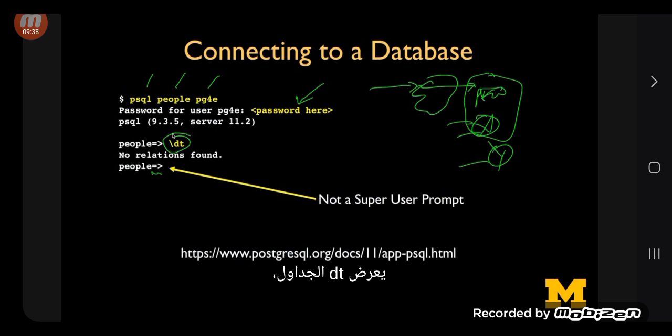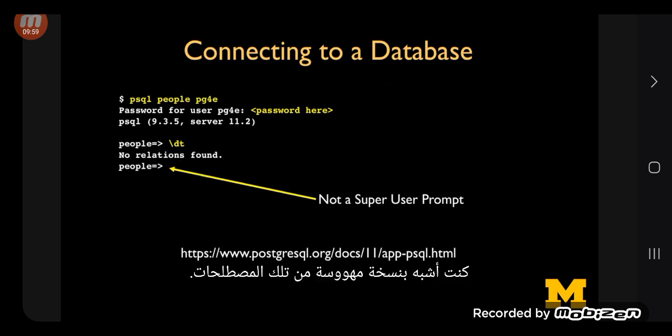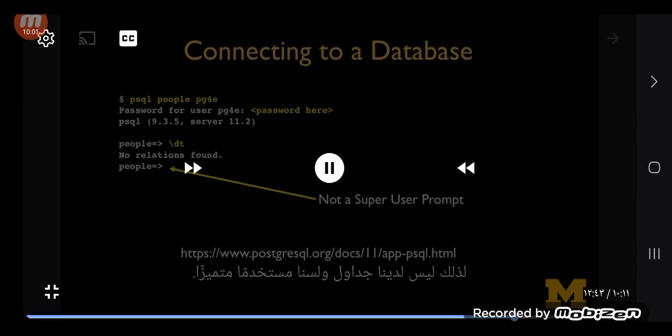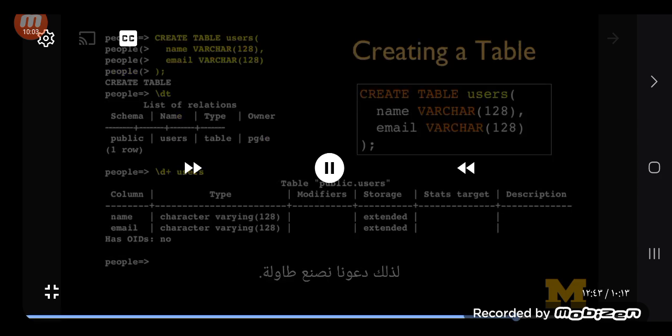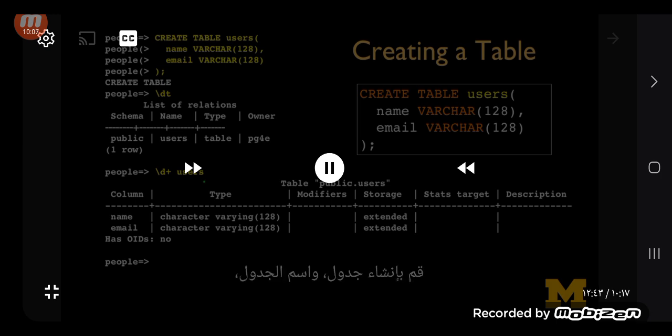\dt shows the tables, but this is a good example of where you see sort of two terminologies. This \dt says tables, and then we hear relations. So relation is the more hoity-toity of the terminologies, and tables is the more like I'm a nerd version of those terminologies. So we have no tables, and we're not a super user. So let's make a table. So here we go. We're going to make a table.